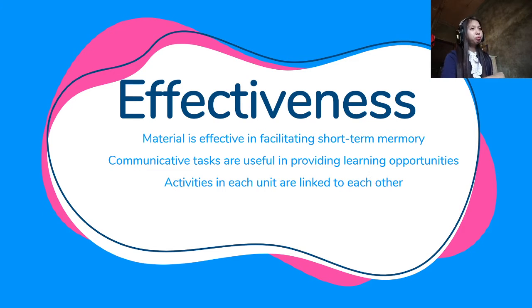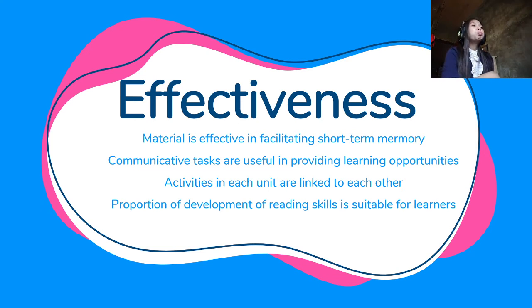The activities in each unit are linked to each other. Of course, activity 1 is about topic 1. Activity 2, it suddenly jumps to topic 10. So it should not be like that, okay? Activities should be connected with each other. Otherwise the students will be lost and will need to adjust. Okay, so it should not be like that.